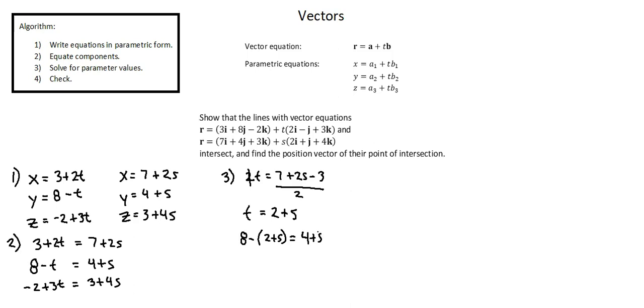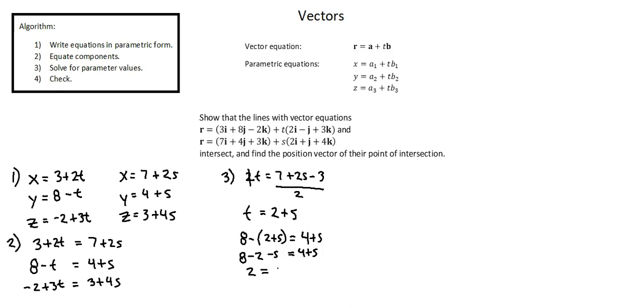Notice that my t term is in parentheses. Since we're subtracting t, I want to distribute the minus to all terms representing t. 8 minus 2 minus s equals 4 plus s. 8 minus 2 on the left is 6. We'll subtract 4 from both sides. 8 minus 2 minus 4 is 2.